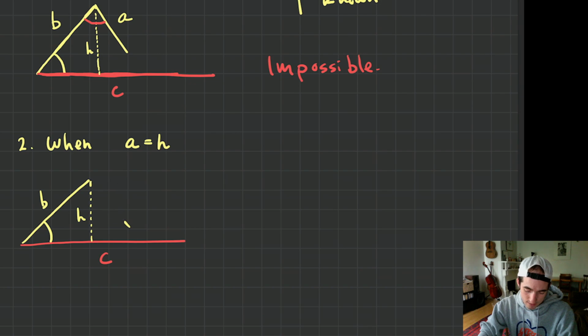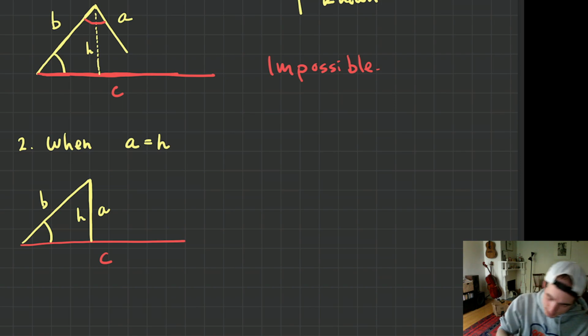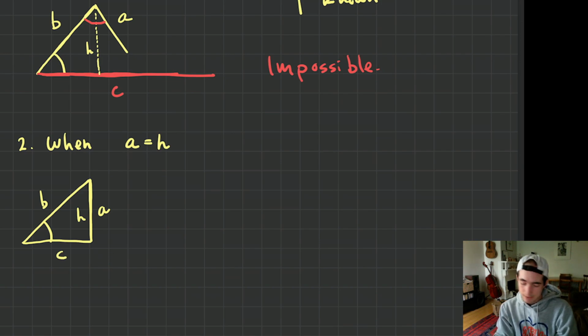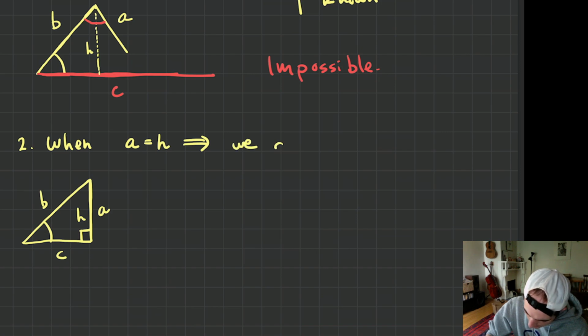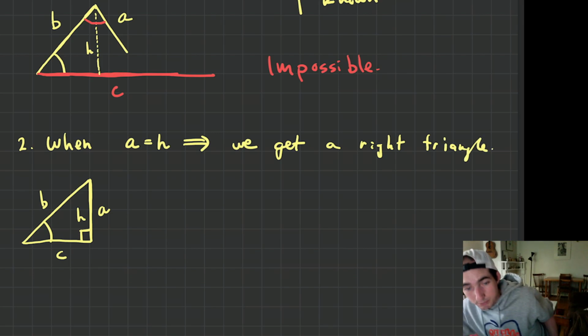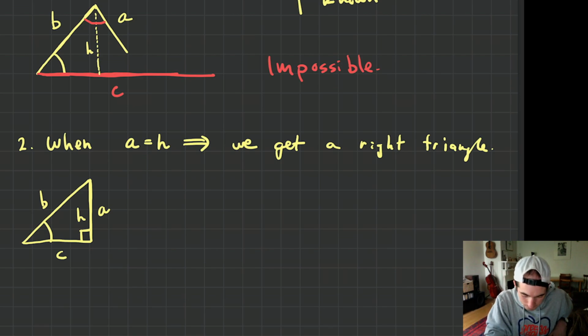That's the only way it's possible, when A goes straight down. So here A is actually the same as H, right? Not only in terms of the length, they're actually the same line. And then boom, look at that. Now we have a nice little right angle triangle, and now we can solve for C. And this is actually a right angle triangle. So when A is equal to H, we get a right triangle. Simple as that. So that's pretty neat.